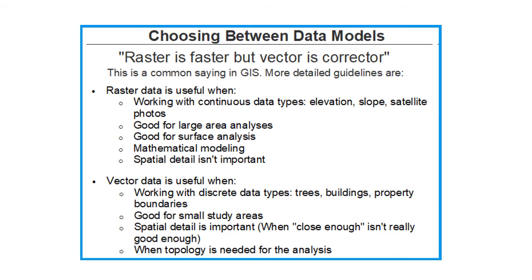Vector data is useful when working with discrete data types: trees, buildings, property boundaries. Whenever there is a fixed boundary and thin lines, and we have to count, let us say, trees only, or only small houses, vector data will be very good. For one house, we want to calculate the area. If a house is, let us say, 200 feet by 200 feet, maybe it is 5 marla.